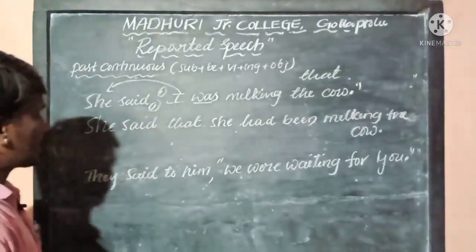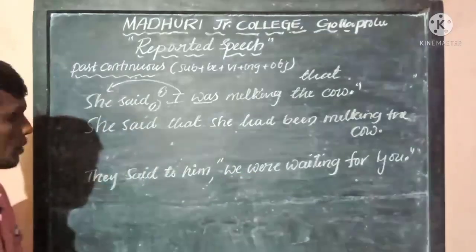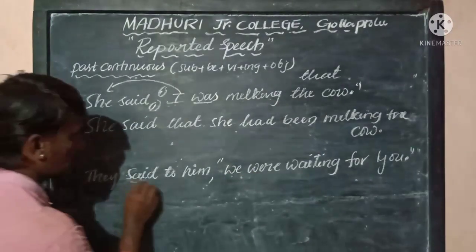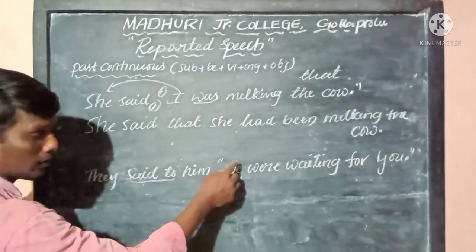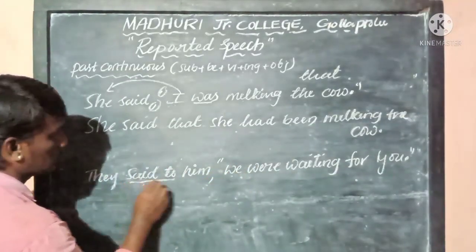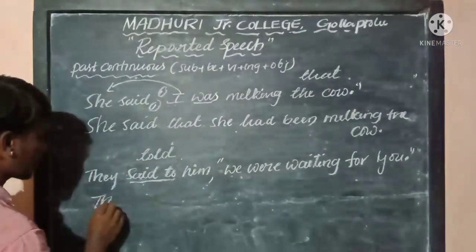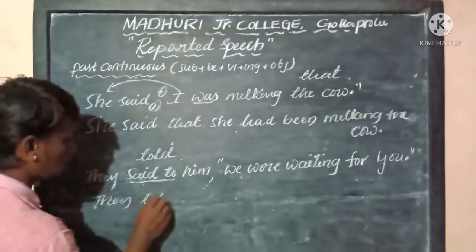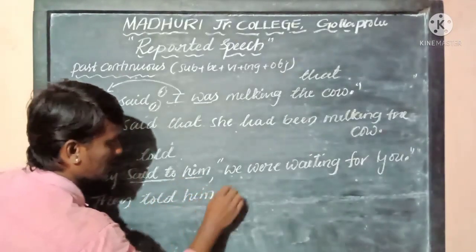Okay, now another example, see. They said to him, we were waiting for you. Here this is also very easy. Here you find said plus to and this is a declarative sentence. So when you find a declarative sentence and said plus to, this said plus to can be written as told. Now see, they told. What is the object here? They told him. What is the conjunction here?